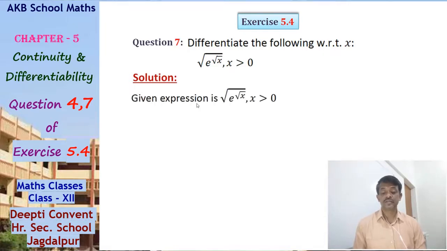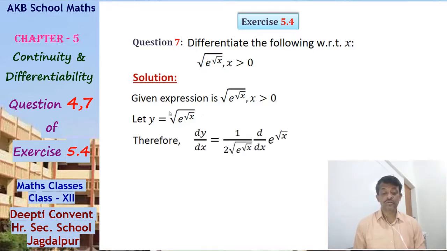Similar method. Given expression is this. Let y equal this. Therefore, differentiate it with respect to x. So we get dy by dx equals, first, the differentiation of the root function. Okay. So root of t, differentiation of root of t, what? 1 upon 2 root t with respect to t. So here root of e to the power root x, so 1 upon 2 root of e to the power root x.